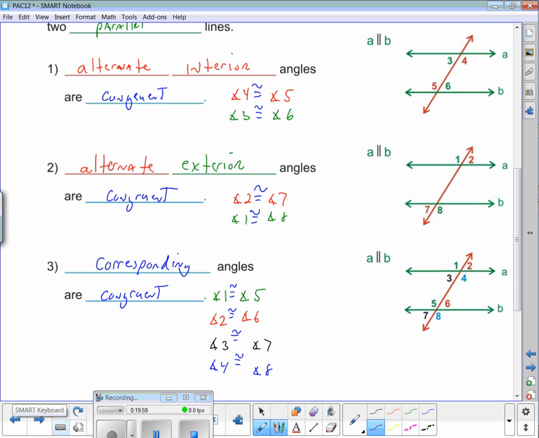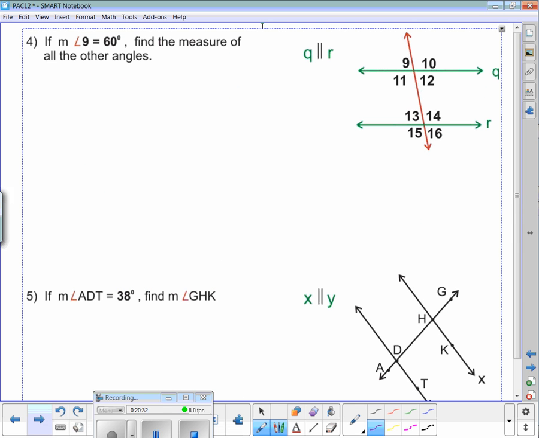And then the other set are corresponding. They're on the same side. 1 and 5 are on the same side, and they are congruent. Top of the top and top of the bottom are corresponding. They are congruent. Top on the right, top and right on the bottom, those are corresponding. They're congruent. And on the right, on the top bottom, and on the right, on the bottom bottom, those are corresponding. All right, let me show you how we use them.